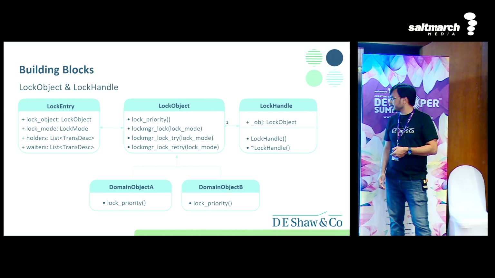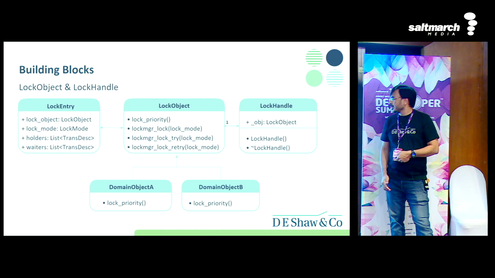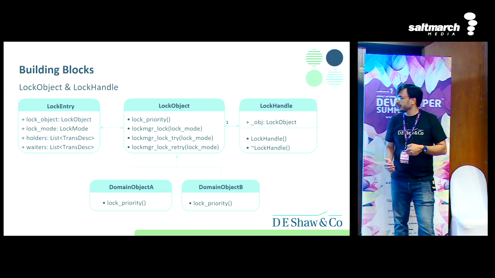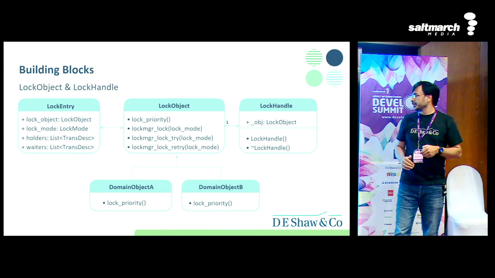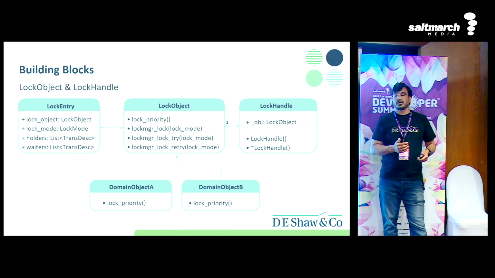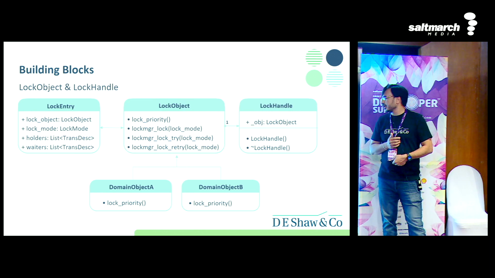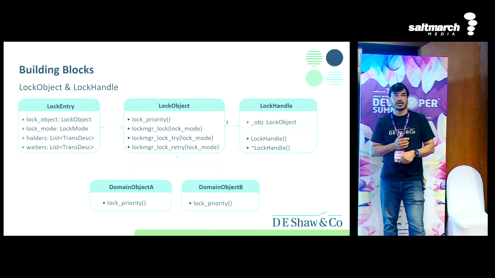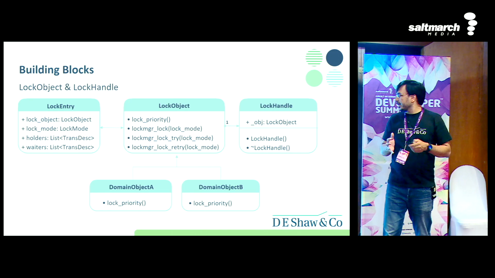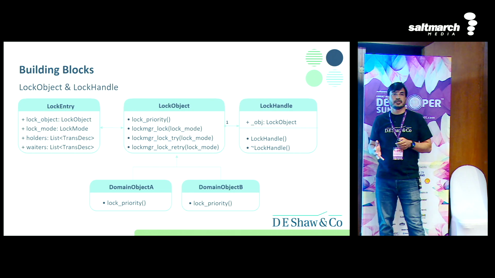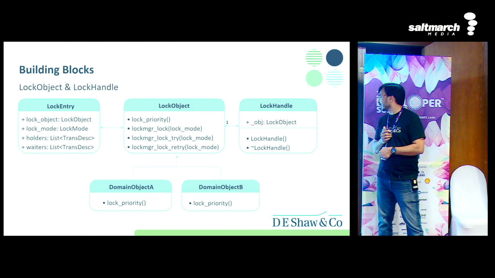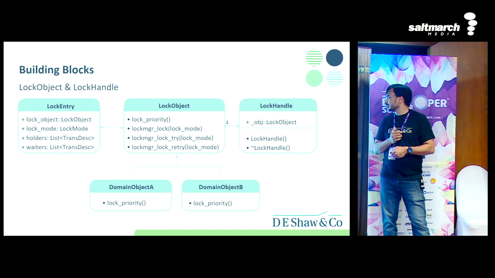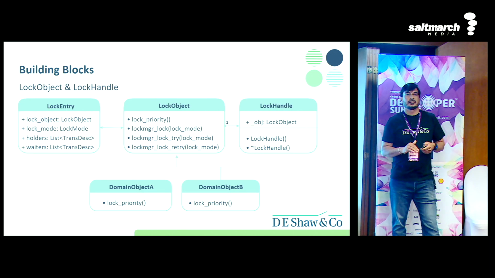Now once the object is locked, we have a lock entry which contains information like the lock object that it is encapsulating, the mode in which the lock object is locked, and the transactions holding the lock and the transactions which are waiting to acquire it. So this information is captured in the lock entry. While we have the lock object and the lock entry, the other important piece is that all access to the object should go through a common class, the lock handle. The lock handle is the one which uses these methods and makes sure that the transactions don't run into these problems.